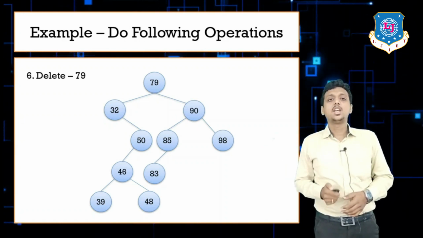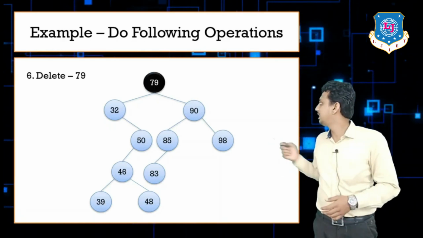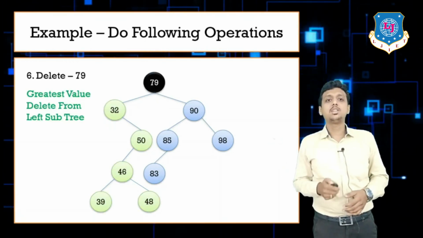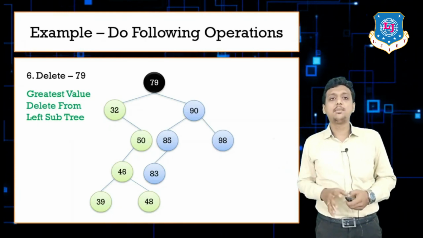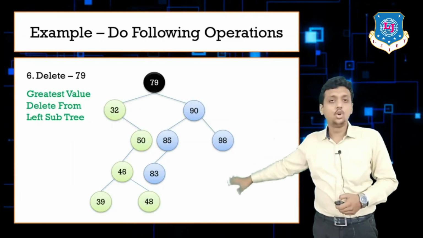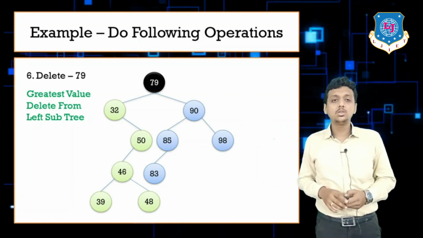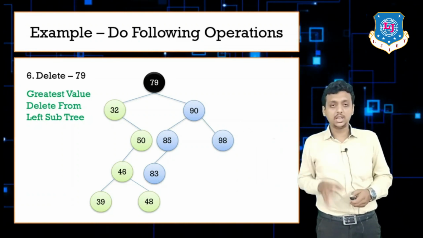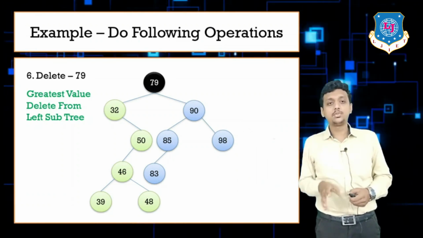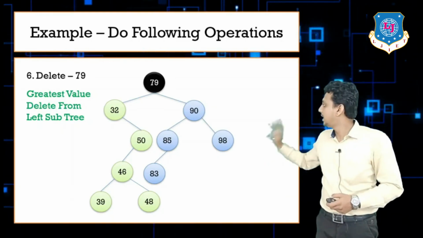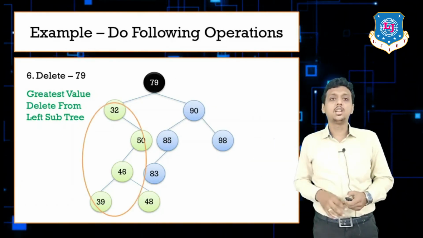So first, if I want to delete 79, then I am taking the greatest value from the left subtree. The highlighted green nodes are the left subtree. Now tell me, which is the greatest value? The greatest value is 50. So 50 takes the place of 79.